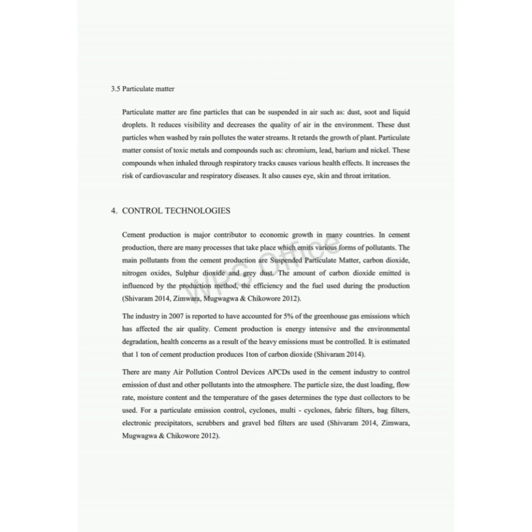There are many air pollution control devices (APCDs) used in cement industries to control emission of dust and other pollutants into the atmosphere. The particle size, the loading, flow rate, moisture content, and the temperature of the gases determine the type of dust collectors to be used. For particulate emission control, cyclones, multicyclones, fabric filters, bag filters, electrostatic precipitators, scrubbers, and gravel bed filters are used.